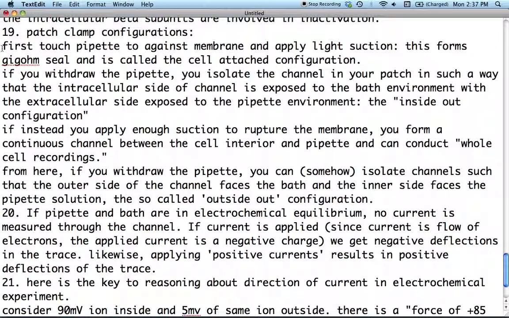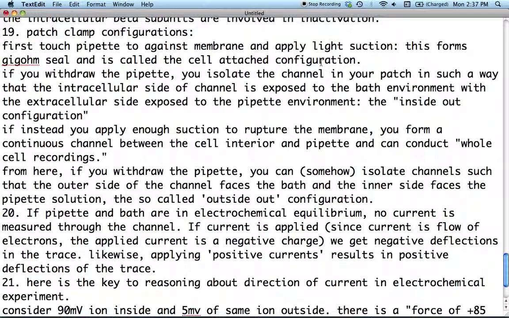You take your micropipette and you're going to touch it to the cell membrane, and the micropipette is extremely small in diameter, like one micron. So you can essentially isolate a single channel or very few channels within your patch, and you're going to put light suction on it. So that forms a giga-ohm seal, and this is called the cell-attached configuration of the pipette.